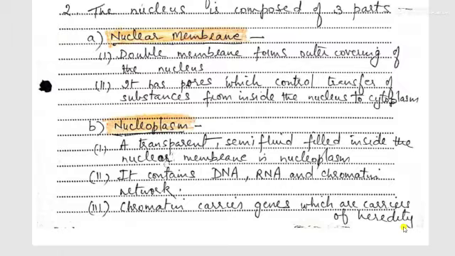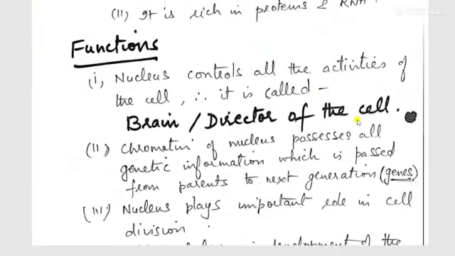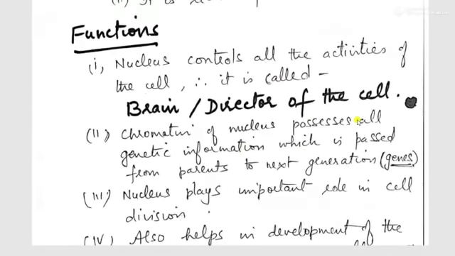The third part of the nucleus is the nucleolus. A dense round structure present inside the nucleus is called the nucleolus. It is rich in proteins and RNA. So these are the 3 parts of a nucleus. Now, what are the functions of the nucleus? Very important. First, the nucleus controls all the activities of the cell. Therefore, it is called the brain or the director of the cell.